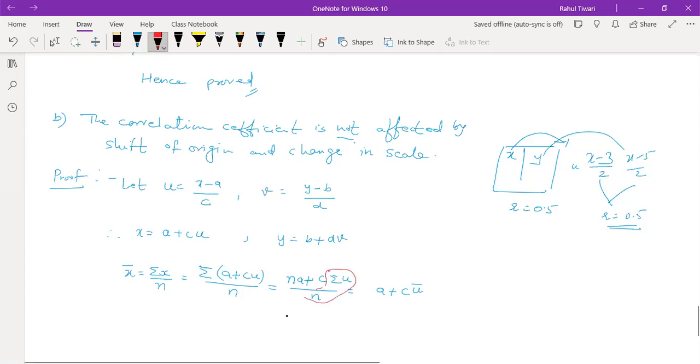Similarly, can I write Y bar is equal to this quantity? So Y bar is equal to what now, according to this result? B plus D times V bar. Absolutely right.